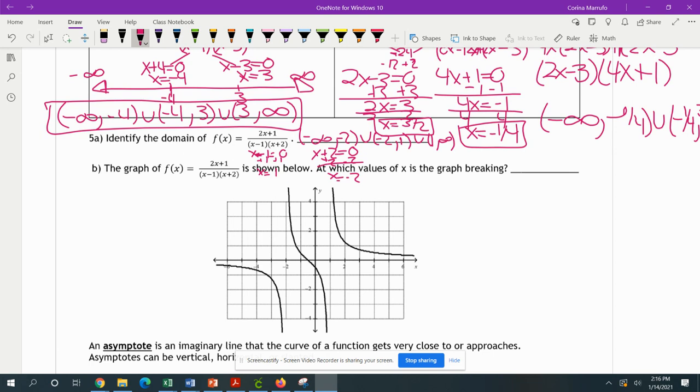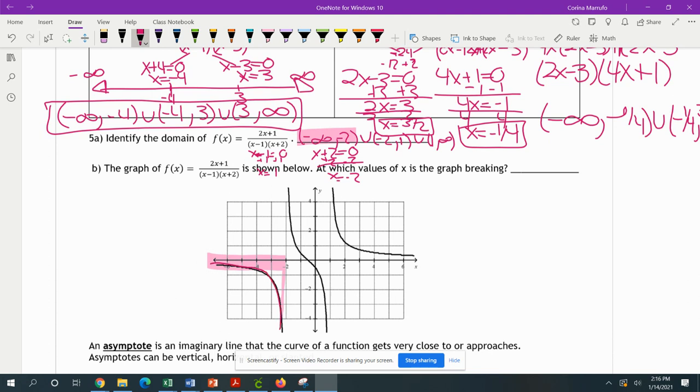Okay. So here it says a graph of f of x equals, and they give us a function, is shown below. At which values of x is the graph breaking? So remember how here it says it goes from negative infinity to negative 2. So here's negative infinity to negative 2. You're going to see your graph is just going about its way, and all of a sudden it sees negative 2 and it avoids it.